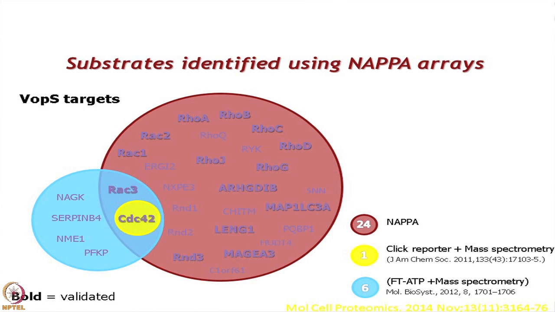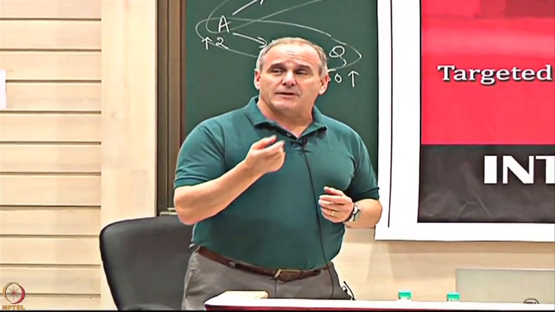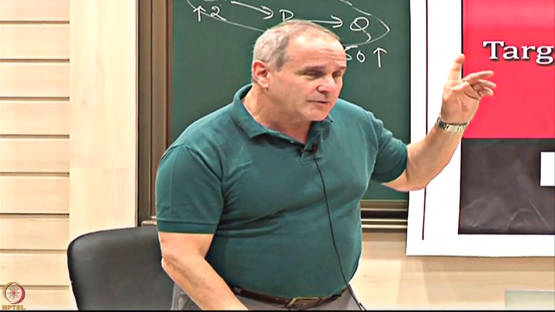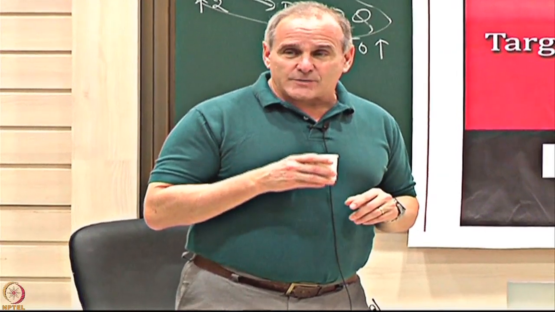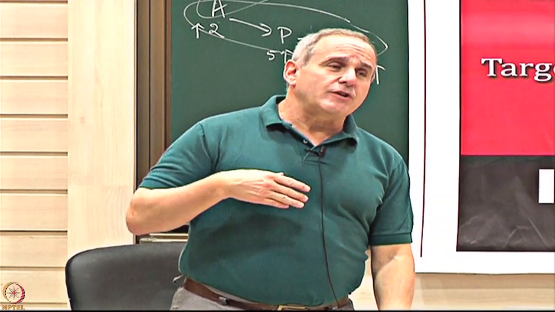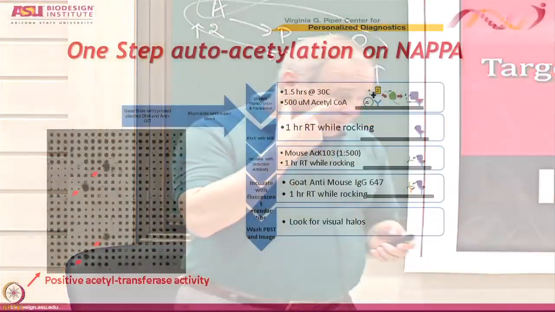When he actually looked at the targets, and I don't think I have the slide to show you for that work, he found that there was a sequence motif that was common to all the targets, or at least most of the targets. And so he was able to identify what it was that the AMPylators were looking for when they modified proteins. And a lot of the targets of these proteins turned out to be GTPase proteins. So that's one example of how you can use the array to study enzyme substrate type interactions.